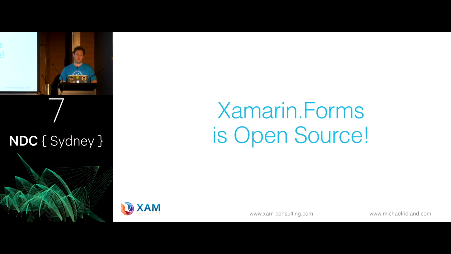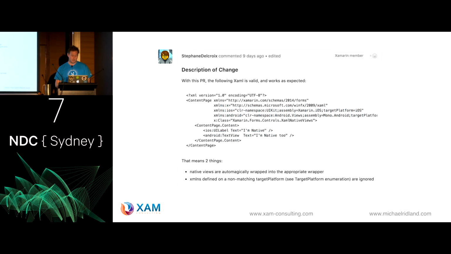And if there's any features you want to build, Xamarin are open to people doing pull requests. So this is a pull request that happened just the other day. It allows you, so a UI label here, that is a native UI label, whereas on Android, it's a text view. So you're actually able to do native embedding of native controls directly into your XAML in the cross-platform way, which is really cool. So hopefully they'll approve that pull request.